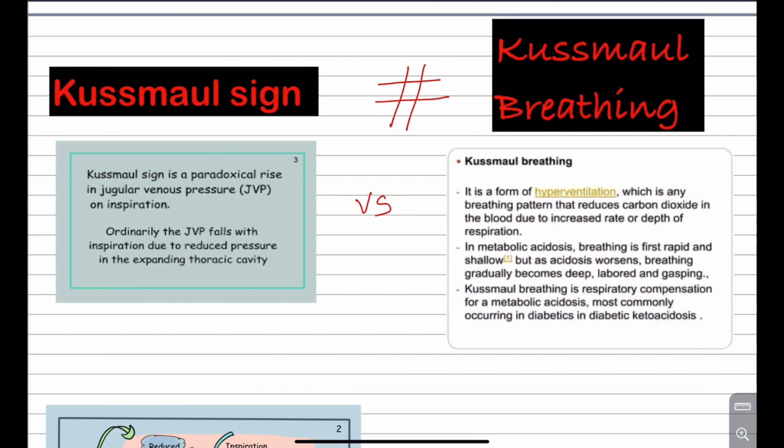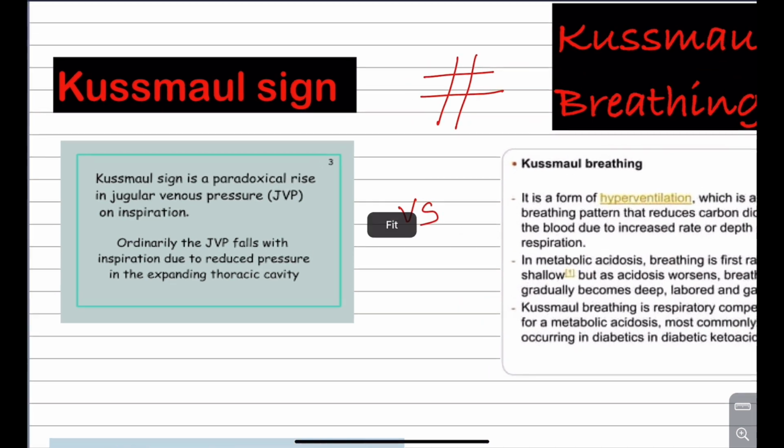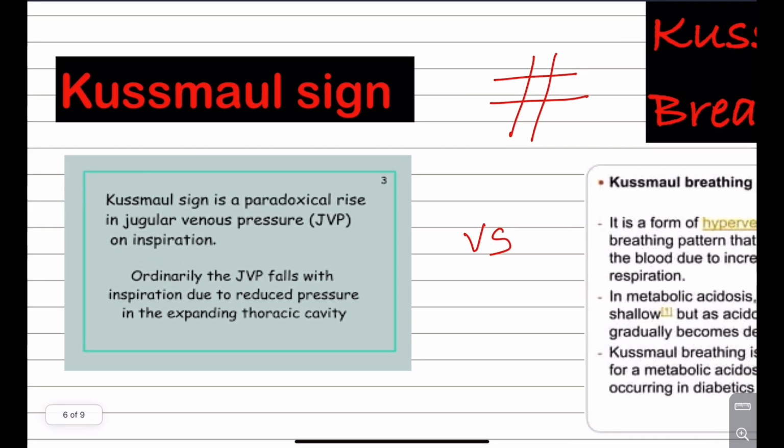Guys, let's learn about Kussmaul sign and Kussmaul breathing. And yes, they are both different things. So what is Kussmaul sign? Kussmaul sign is a paradoxical rise in JVP on inspiration. Now why is it paradoxical? Because in a normal individual, the JVP falls with inspiration due to reduced pressure in the expanding thoracic cavity.